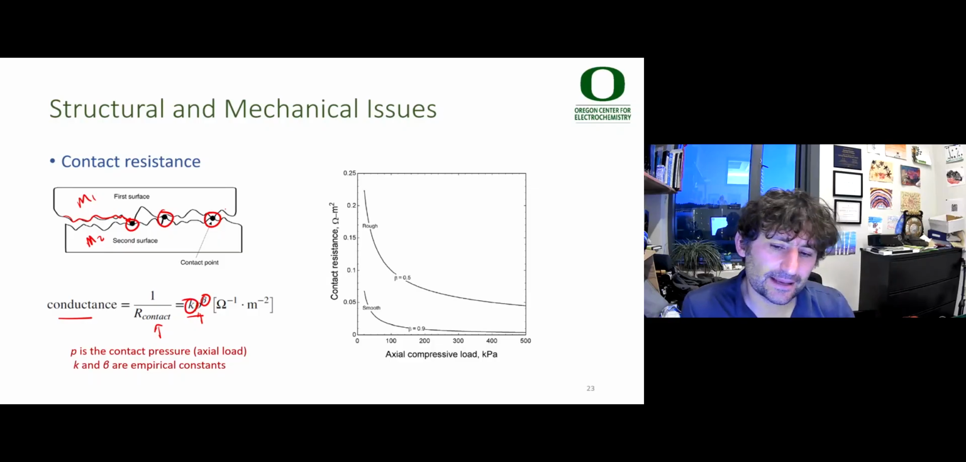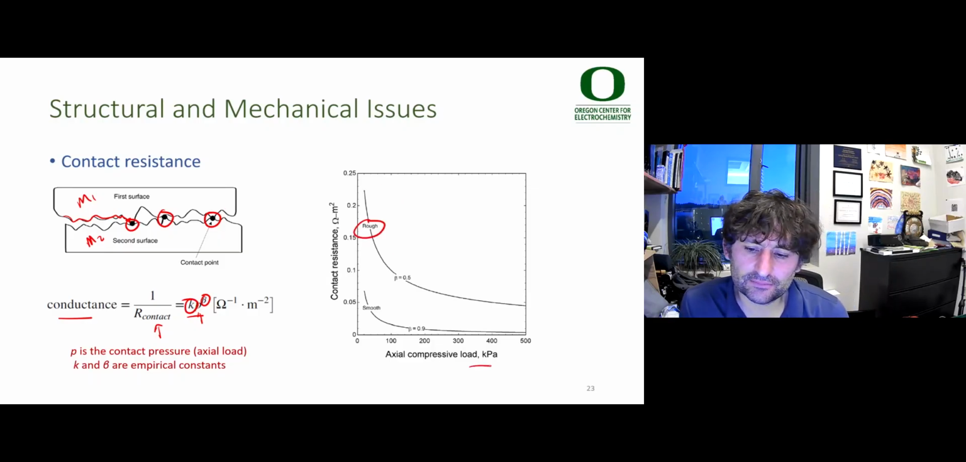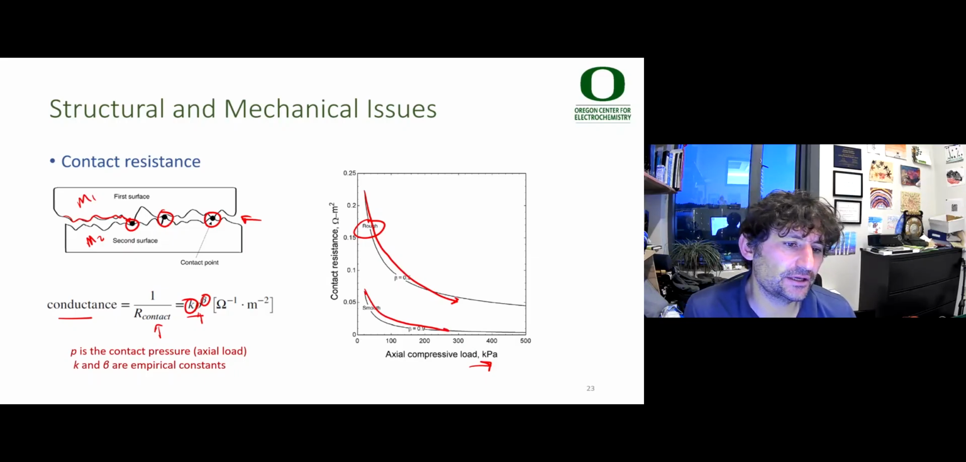But just conceptually thinking about this, if you have a rough surface and you increase the pressure, the contact resistance is going to go down. A smooth surface, you're going to start with a lower contact resistance, but even a smooth surface has some roughness, and so increasing the contact pressure also causes the contact resistance to go down. And that's because as you increase the pressure, you increase the number of contact points and their effective contact areas.